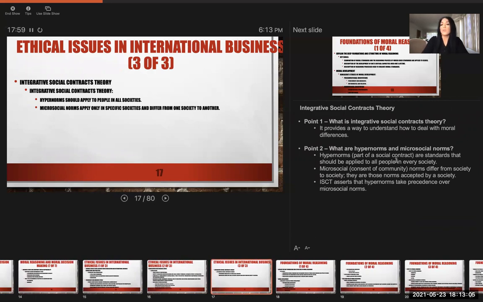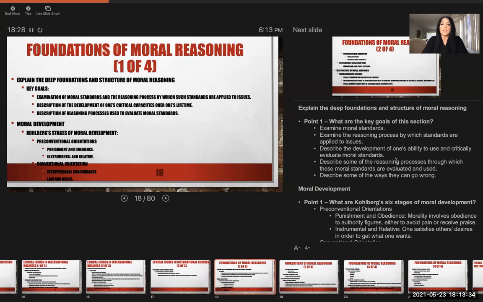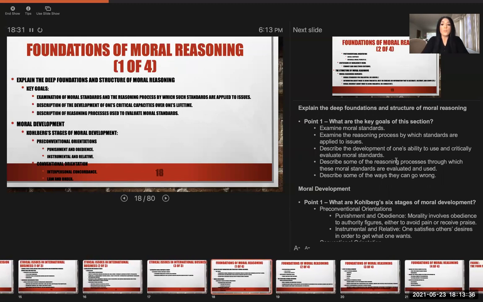What is it? It provides a way to understand how to deal with moral differences. What are hypernorms and microsocial norms? Well, hypernorms are part of the social contract, standards that should be applied to all people in every society. Microsocial norms, the consent of the community, differ from society to society. They are those norms accepted by society. The ISCT asserts that the hypernorms take precedence over microsocial norms. The deep foundations and structures of moral reasoning.